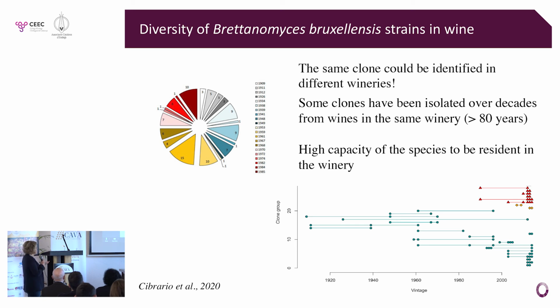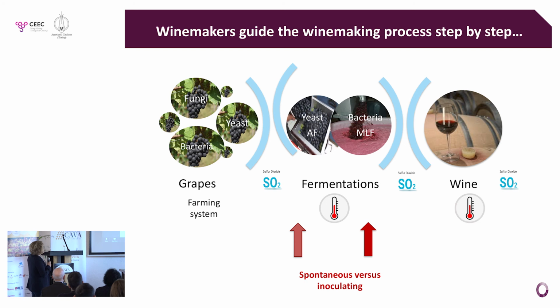So this result showed the high capacity of this species to be resident in the winery, probably through different abilities to bioadhere, to develop under biofilm in the equipment of the cellar. And now there is a kind of consensus all over the scientific community in the world that the cellar is the main source of contamination of grape juice by Brettanomyces bruxellensis. So winemakers will guide the winemaking process step by step.